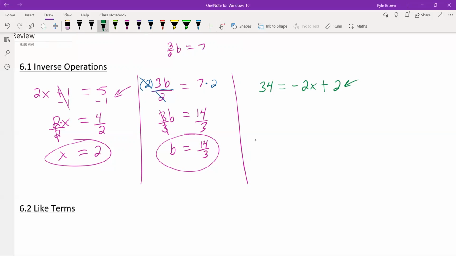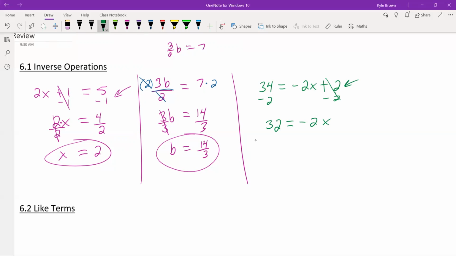And the way I'm going to get rid of that is by subtracting 2 from both sides. So minus 2, and then subtract 2 from this side, so minus 2. Okay, so now we've got 34 minus 2 is 32, is equal to negative 2x.